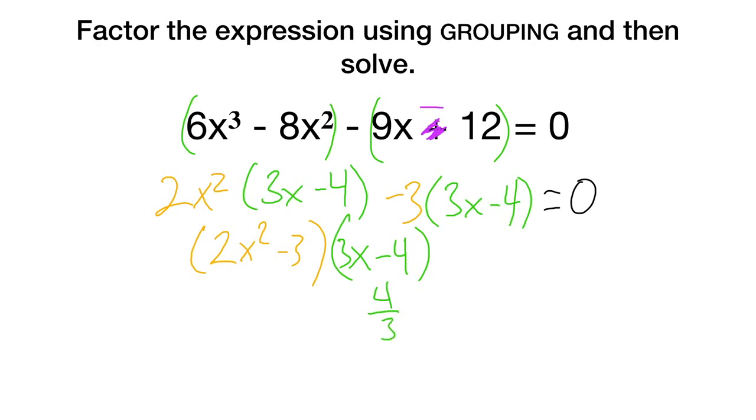But to find the other one, 2x squared minus 3 equals 0. That means 2x squared equals 3. That means x squared equals 3 halves, take the square root. So this will be plus or minus the square root of 3 over 2.